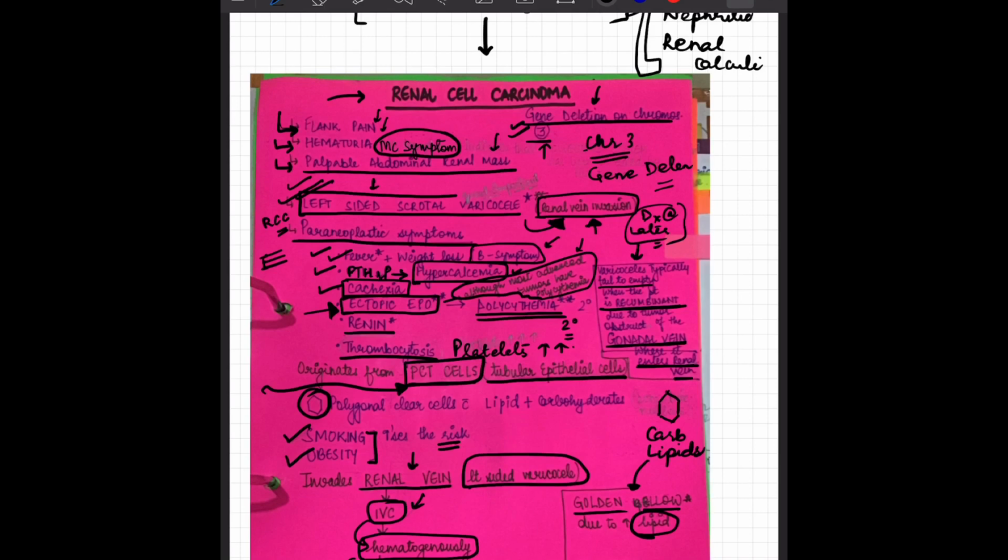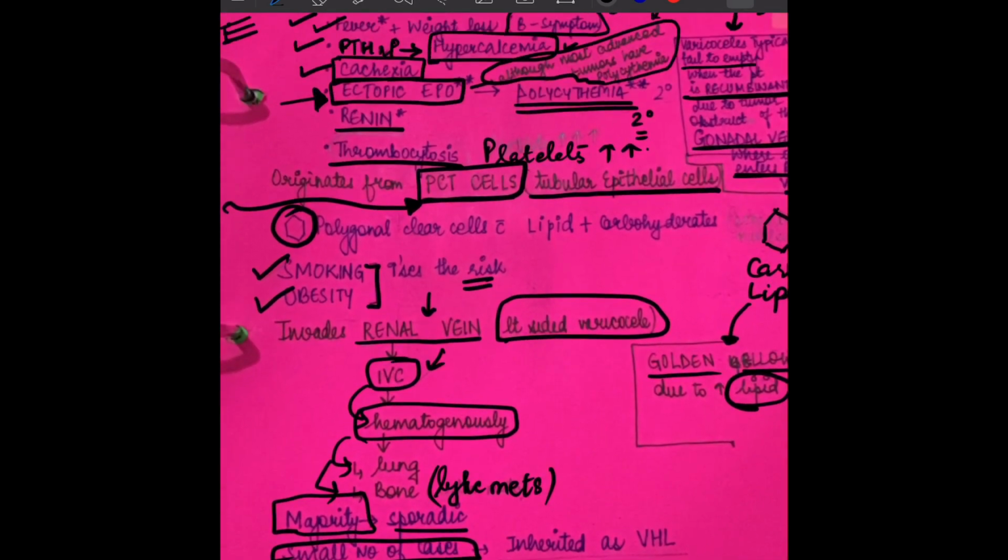In the majority of cases the cause is sporadic. You have to remember that in a small number of cases it is inherited as VHL. VHL syndrome, you might have studied during your neurology. VHL is basically also a tumor suppressor gene, and renal cell carcinoma is associated with the deletion or mutation of this gene.